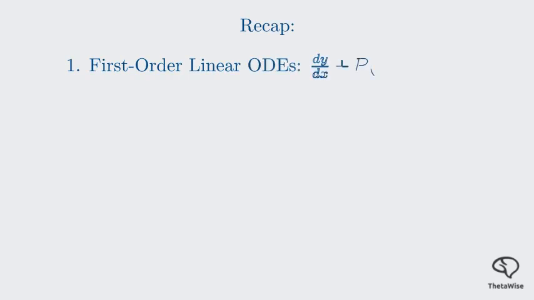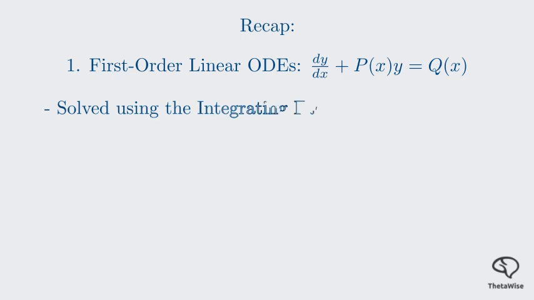If you got them right, great job. If not, go back and review the steps. Let's quickly recap what we've learned today. We started with first-order linear differential equations, which have the form dy by dx plus p of x times y equals q of x. We learned to solve them using the integrating factor method, where the integrating factor is e to the power of the integral of p of x dx.